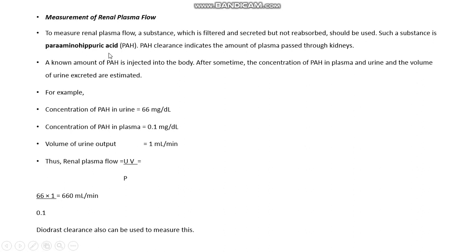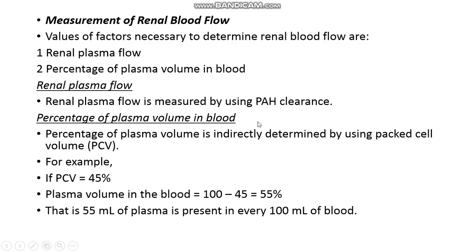And another, instead of this para-amino hippuric acid, we can also use diodrast. That is one of the substances which is completely filtered and secreted but not reabsorbed. So diodrast clearance can also be used for measuring this renal plasma flow.